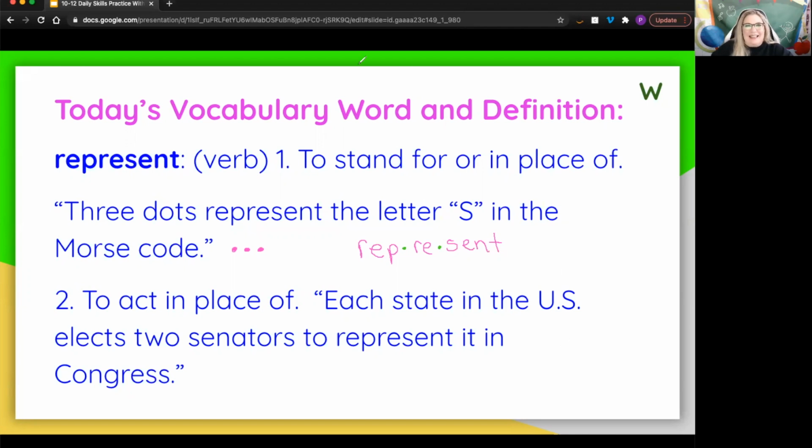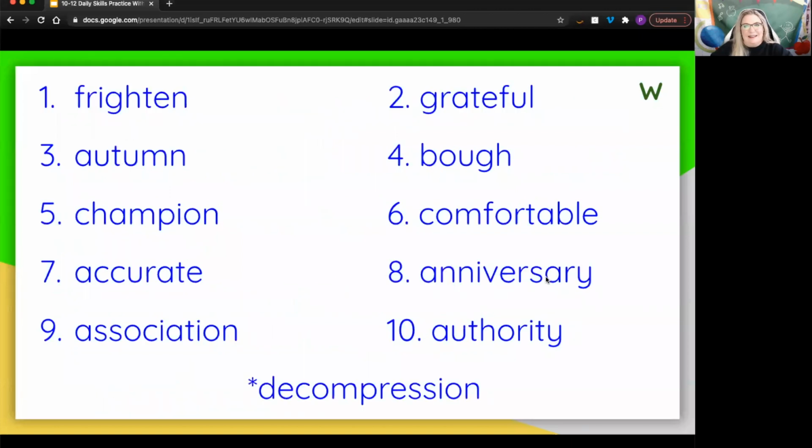All right, let's get to work on some word attack. All right, this is where you want to pause the video and write down the words that you want to mark up. I'm going to go ahead and jump right in so you can check your work to these.